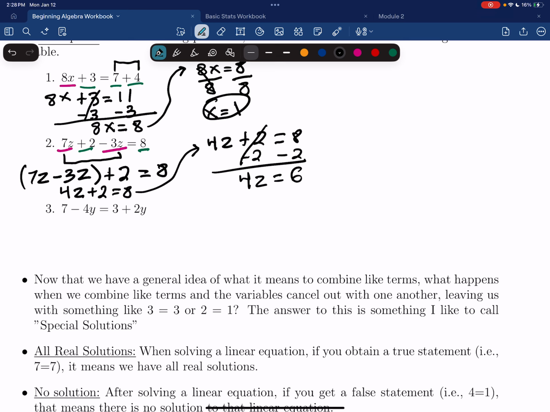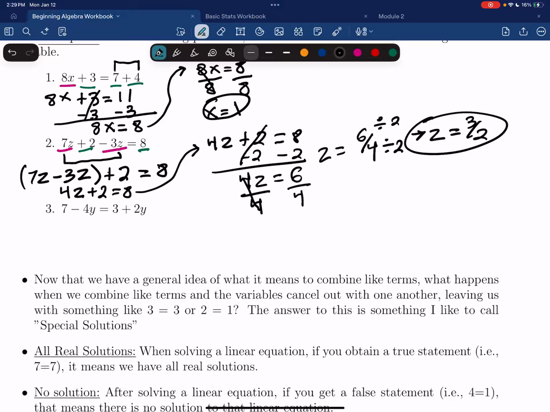And then, last but not least, we're going to divide by 4 on both sides to get z on its own because it's being multiplied by 4. So z becomes 6/4. Now recognize, this is our answer, but we can simplify this fraction. 6 and 4 are both divisible by 2. So I can reduce this if I wanted to say z equals 3/2. And that's your final answer.